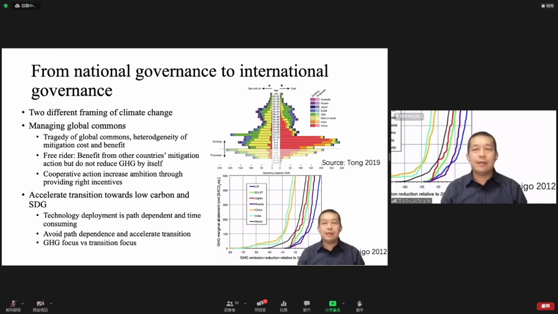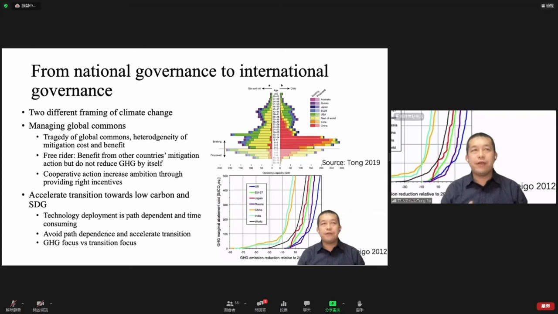And also international cooperation can be beneficial because the mitigation costs and benefits are different in different countries. And the right corner figure shows the different cost curves for different countries. You can see, generally based on the studies, that the developing countries' cost curve is much lower than that of developed countries.